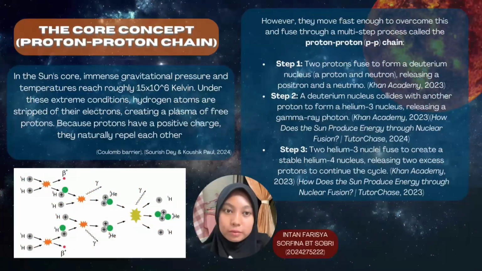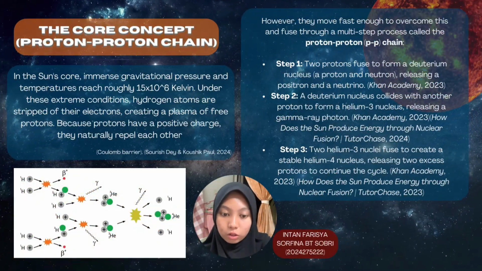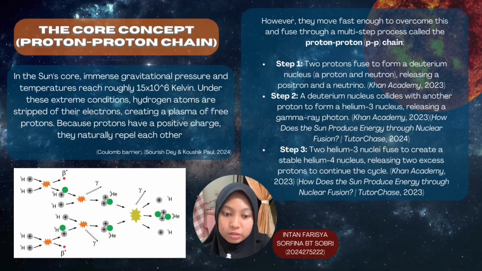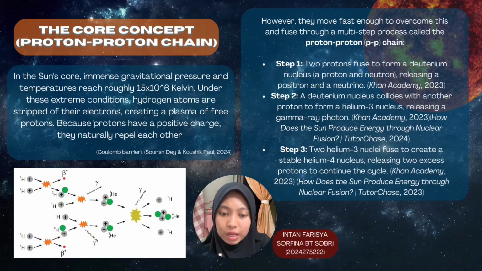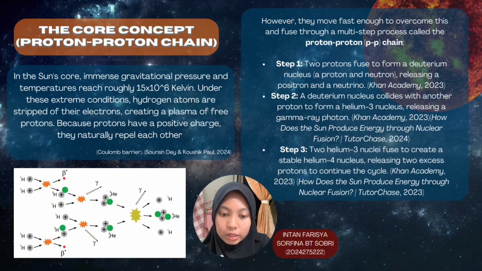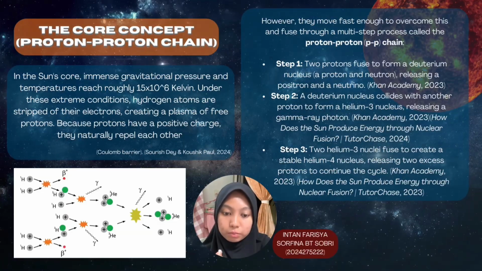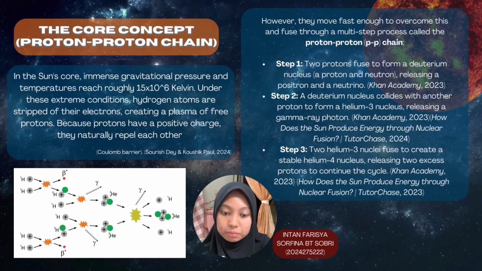The first core concept is the proton-proton chain. In the sun's core, immense gravitational pressure and temperature reach roughly 15 million Kelvin. Under this extreme condition, hydrogen atoms are stripped of their electrons, creating a plasma of free protons. Because protons have a positive charge, they naturally repel each other.